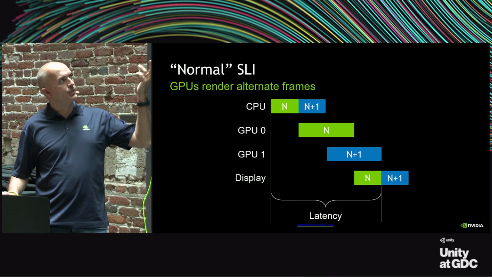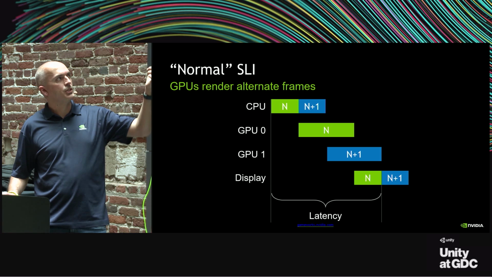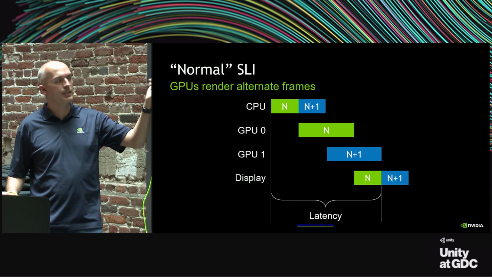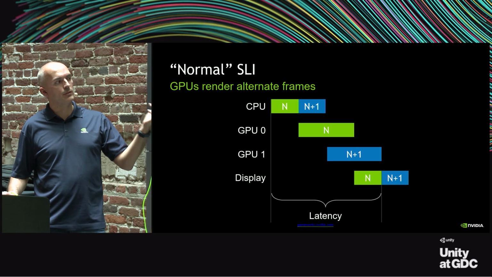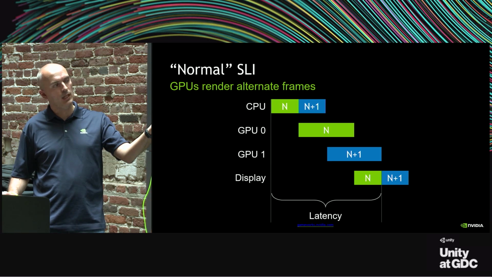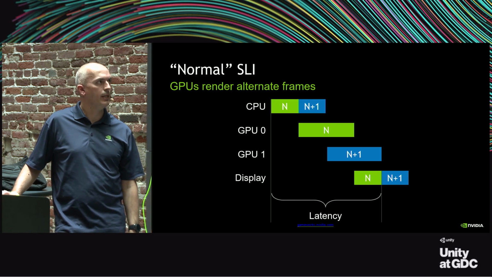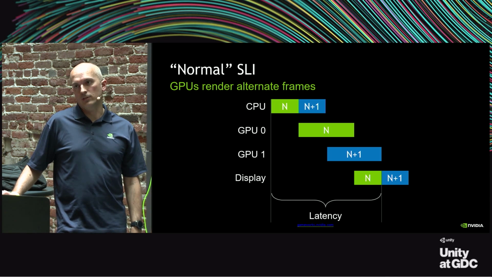The CPU would process frames, and then GPU 0, for instance, will take frame n, and in parallel GPU 1 will do the next frame, and then they get presented on a display. But as you can see, this adds latency. This can help with the frame rate, but it's actually adding latency, and that's pretty bad, as we all know. Latency in VR is not a good thing to have.